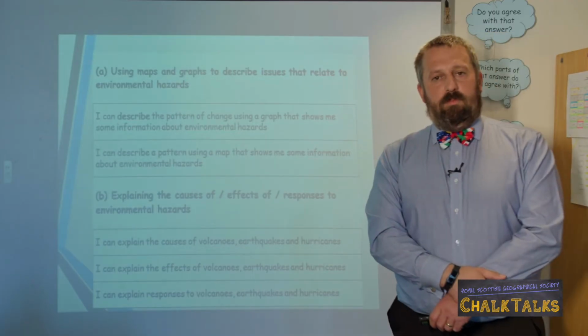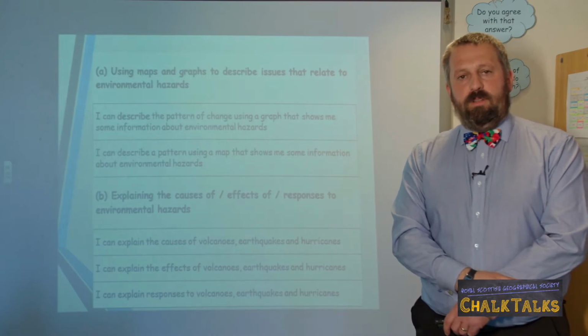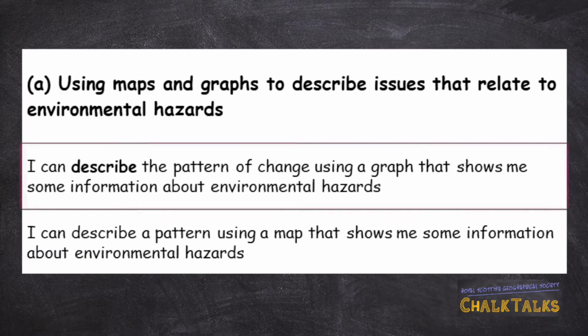I've grouped the learning outcomes around the 2 parts of the question. For Part A, you will need to be able to describe the pattern of change using a graph that shows information relating to environmental hazards, and be able to do the same thing, describing a pattern from a map, though this time, that also shows information about environmental hazards.